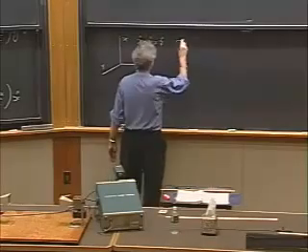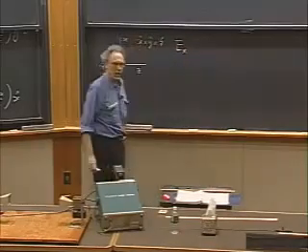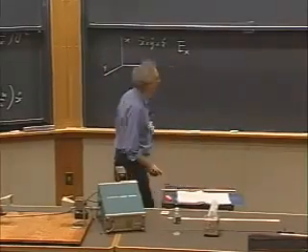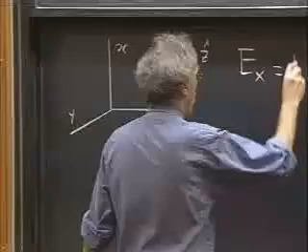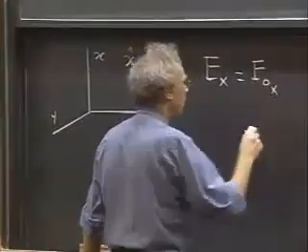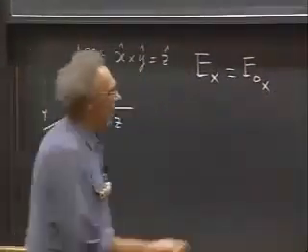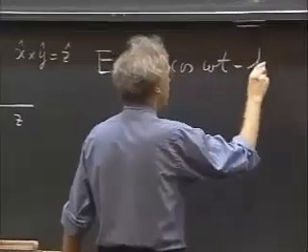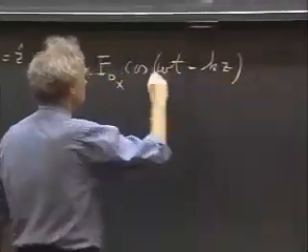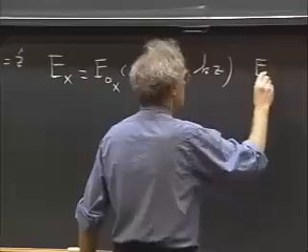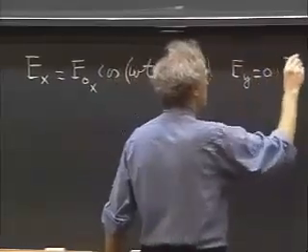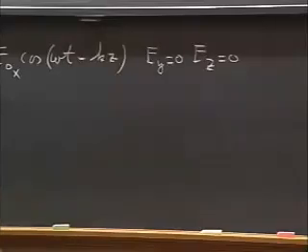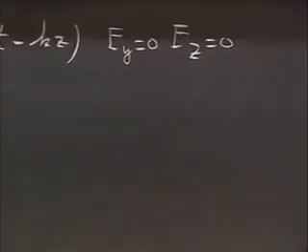So, I assume a simple case that the E vector only exists in the x direction. So it has a certain amplitude, I call it E0x. And I make it a traveling wave, of course, cosine omega t minus kz. So Ey is 0 and Ez is 0. So it's only E vector in the x direction.